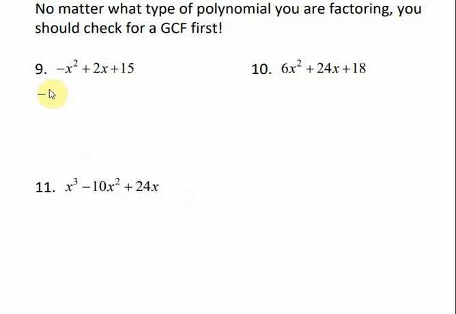So that's what I'm going to do. I'm going to factor out a negative 1. So that means if I'm factoring out a greatest common factor of negative 1, all that's going to do is just change the signs of all of these terms.